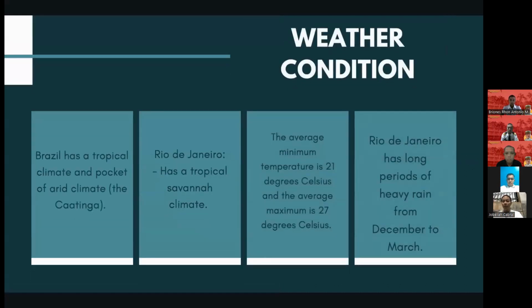Weather conditions. Brazil has a tropical climate and a pocket of arid climate, the Caatinga. Rio de Janeiro has a tropical savanna climate. The average minimum temperature is 21 degrees Celsius and the average maximum is 27 degrees Celsius. Rio de Janeiro has periods of heavy rain from December to March.